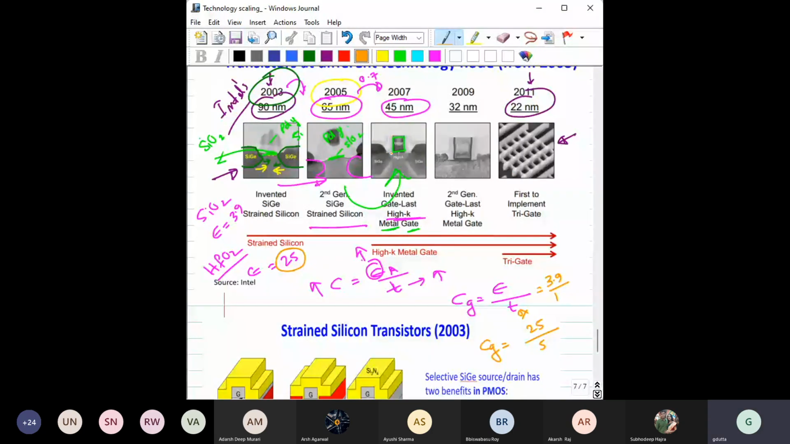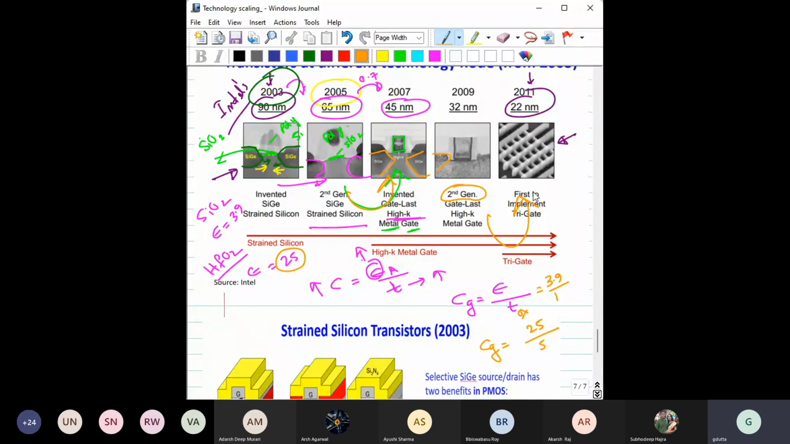And see here, in 45 nanometer technology also, people have used silicon germanium source and drain. Even that has continued in this. See, this is the second generation, the same technique but with minor improvement. This is the major improvement. Then there is one more shift after 2 years from here. This is another big jump.